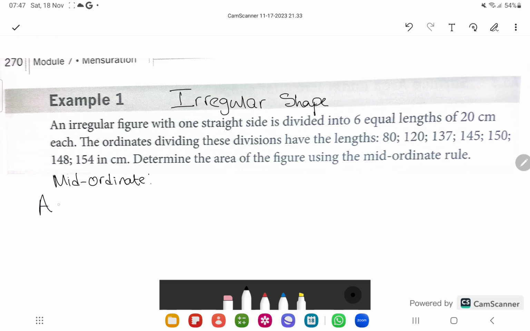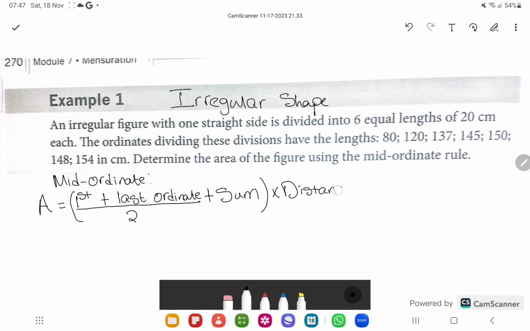It says that the area is the same as, it's very simple. You're going to say the first plus last ordinate, divided by 2, plus the sum, multiplied by the distance. Okay, so this is what we have. Very, very important: you don't arrange the numbers, you take them as they are.